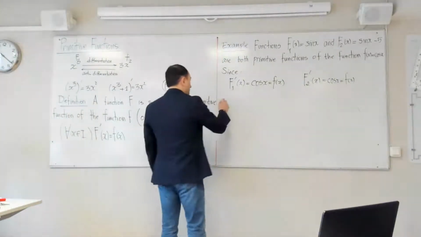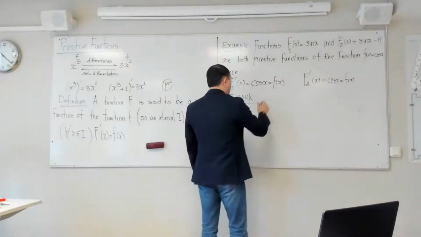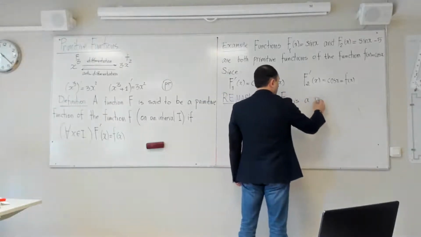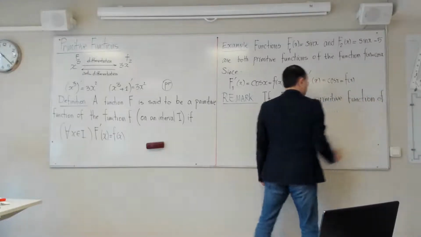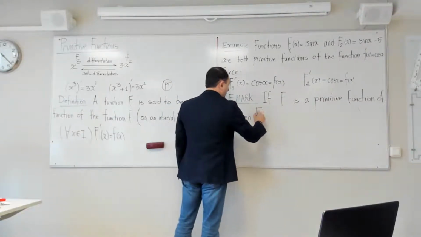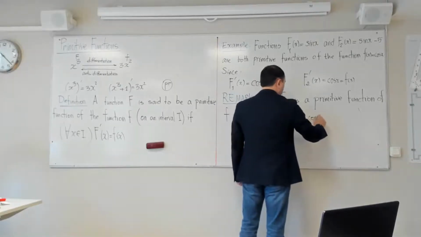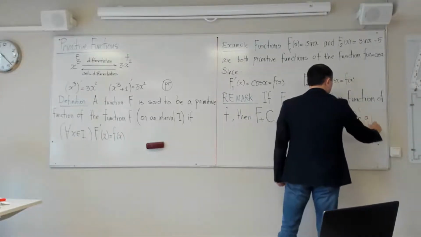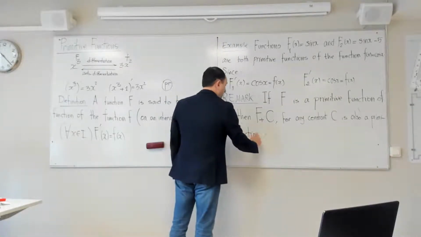Okay, so let me write a remark here. If capital F is a primitive function of little f, then capital F plus a constant c, for any constant c, is also a primitive function of little f.